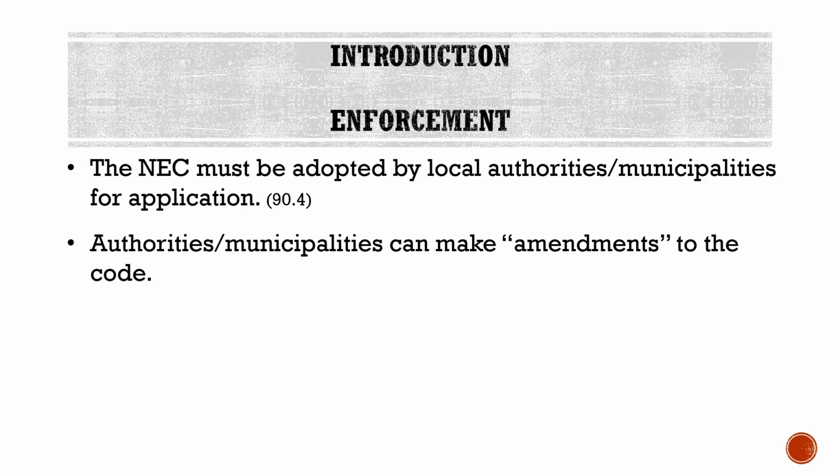In addition to this, the authorities and municipalities that adopt the code can make amendments to the code. So what this means is that they can say a specific rule in the code they don't agree with and either not make it enforceable, or they can say it's not strict enough and make even stricter requirements.